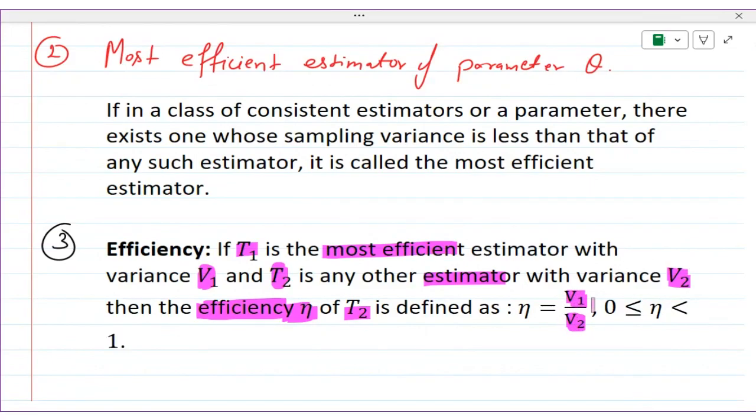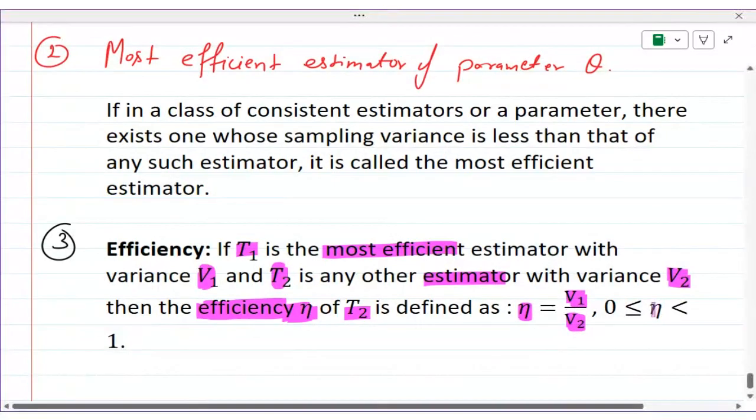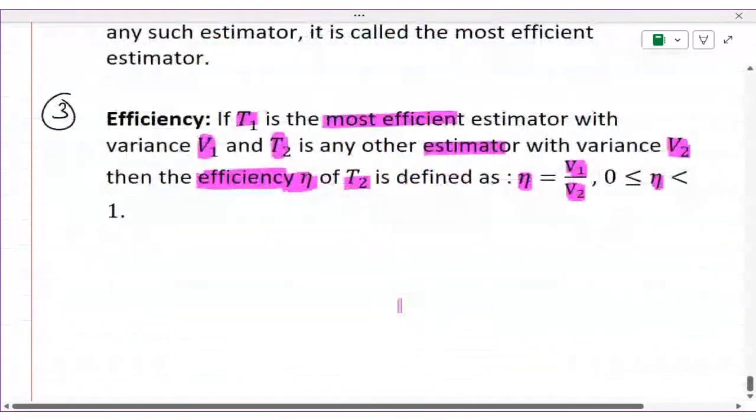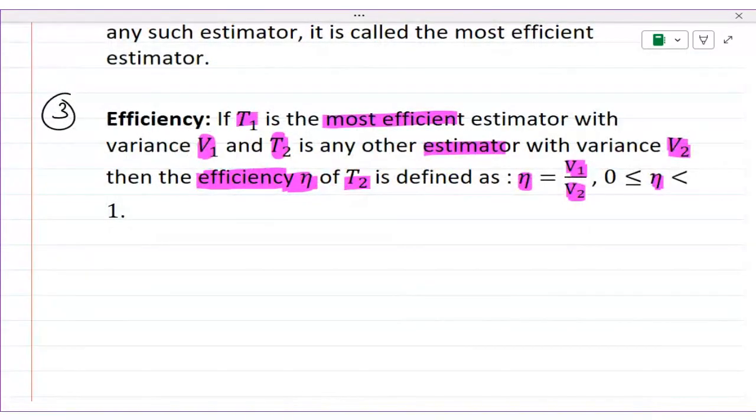The variance of the most efficient estimator is the smallest one. It means V1 is always less than V2. Therefore the efficiency is always less than 1. And it is greater than 0 because variances are always greater than 0. Variance cannot be negative, right? It is the average of the squares of deviations, that is why it cannot be negative. So efficiency is always between 0 and 1. This is the definition of efficiency.